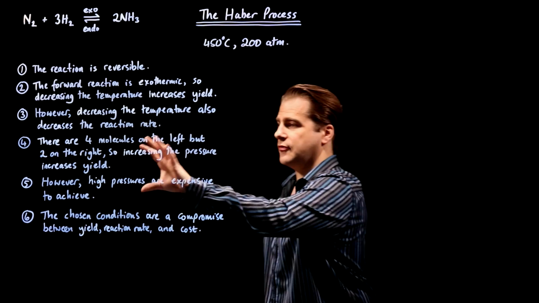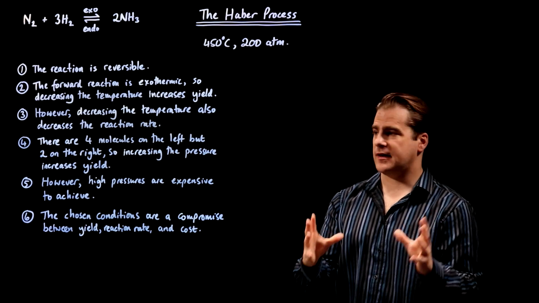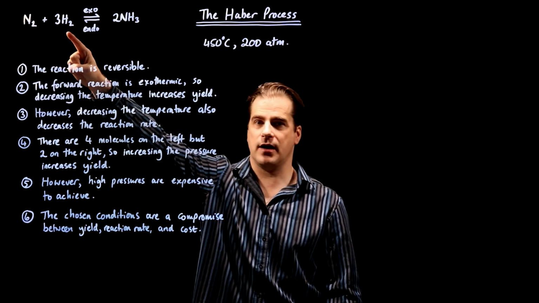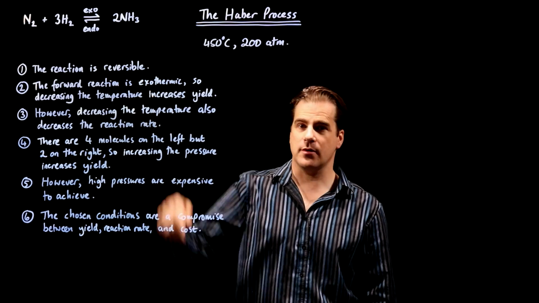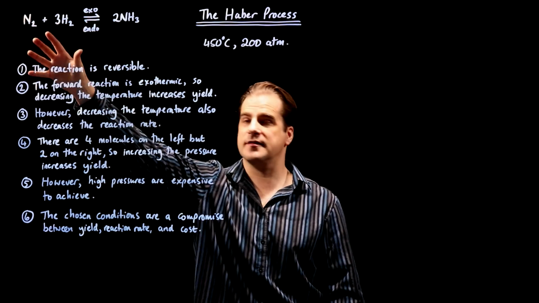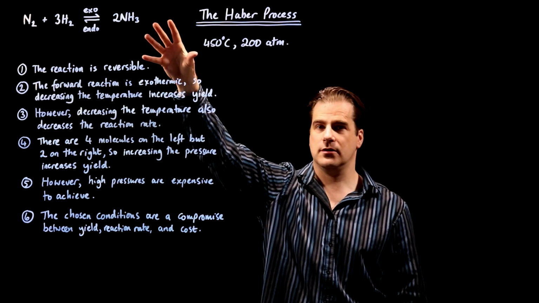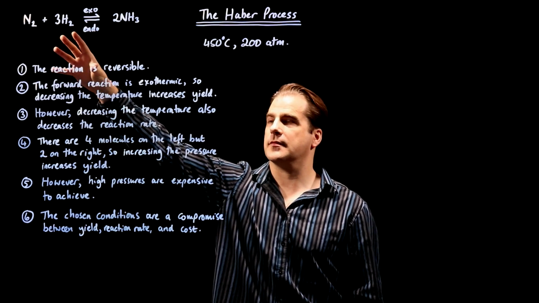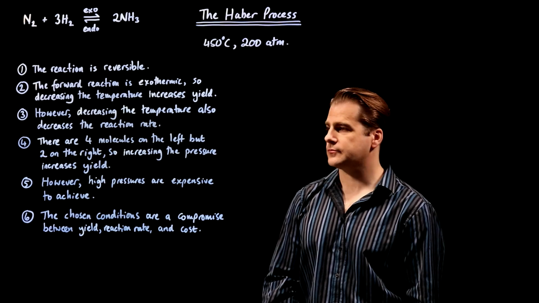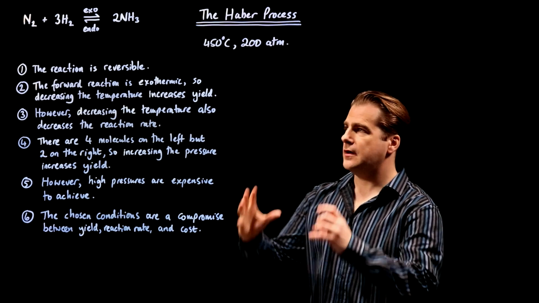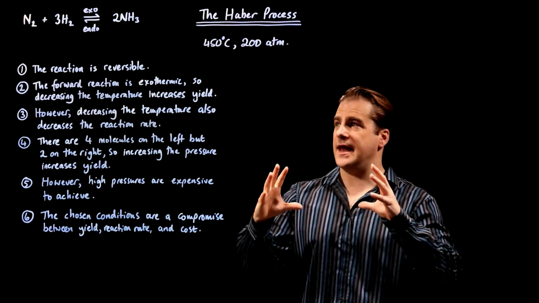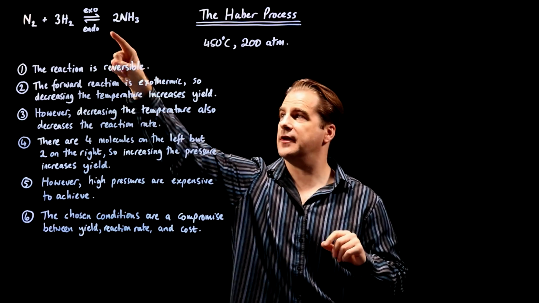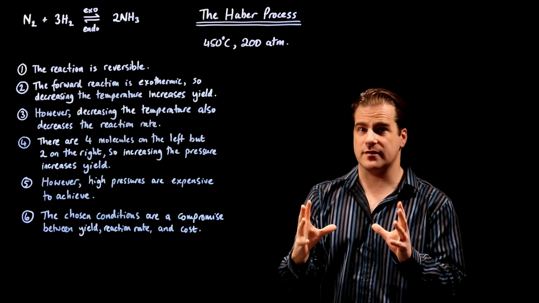And it's the same for pressure. Le Chatelier's Principle explains this. There's 4 molecules on the left, 1 nitrogen, 3 hydrogens, and 2 on the right, 2 ammonias. So in other words, there's twice as many moles on the left as there are on the right. In other words, there are twice as many molecules on the left as there are on the right. So, if we try and increase the pressure, Le Chatelier's Principle, it will shift equilibrium to do the opposite. It will try and decrease the pressure.